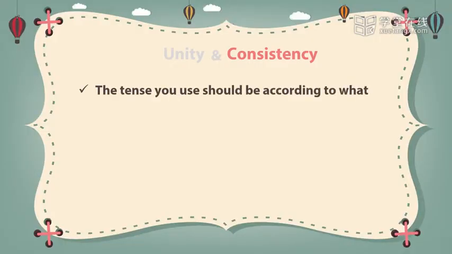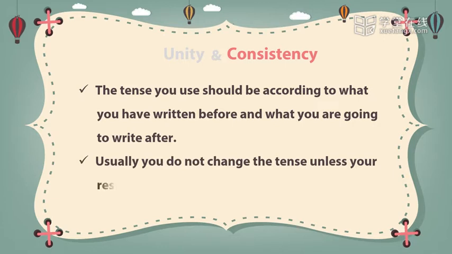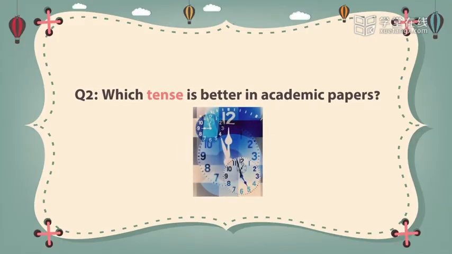Yes. So what about consistency? One thing I know about consistency is the verb tense should be consistent throughout the paper. Yes, that's one of the issues you must take into account when you are writing consistently, is that the tense you use should be according to what you have written before and what you are going to write after. So usually you do not change the tense unless you really need to do so, because your research requires you to do so. If not, you must always be using the same tense. So you must remember what you have written, and you must have an idea of what you are going to write after.